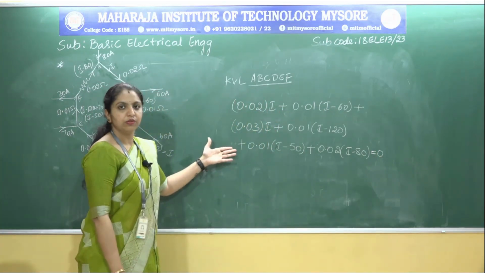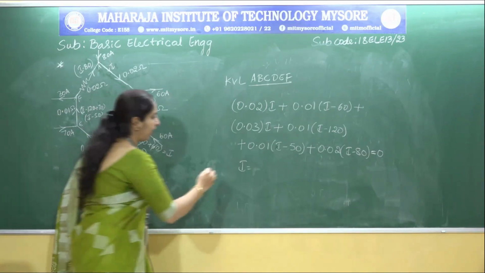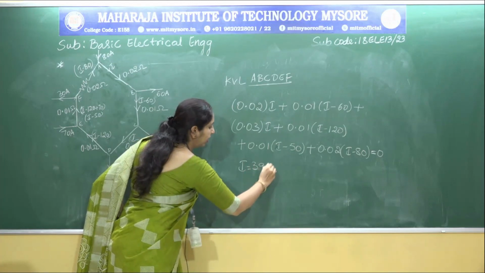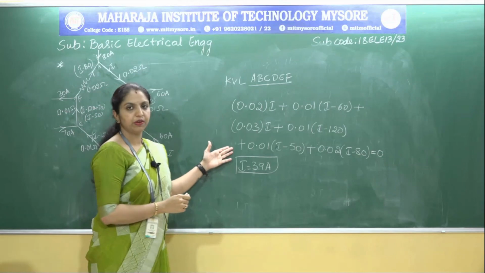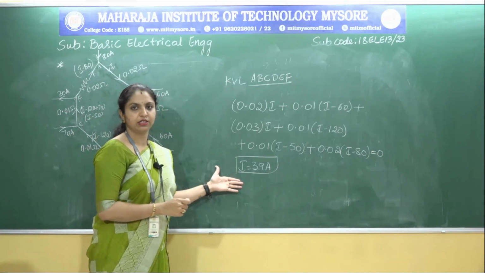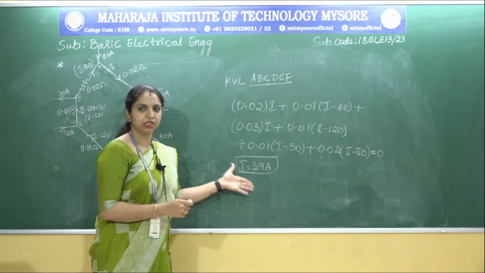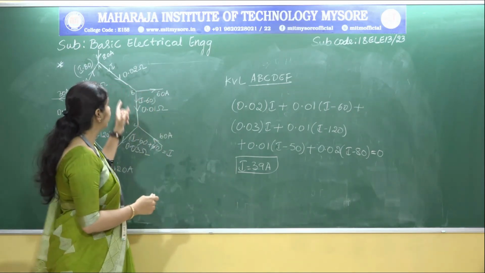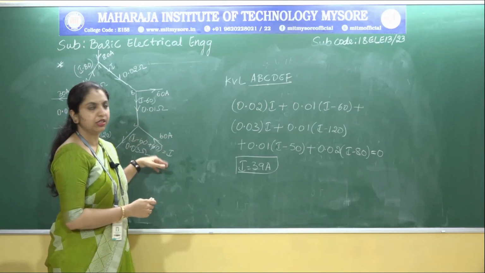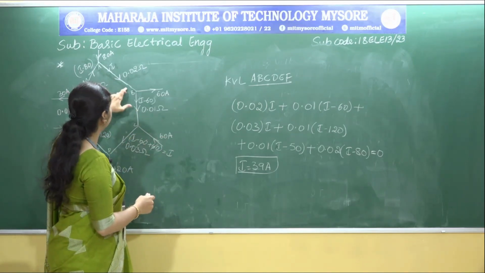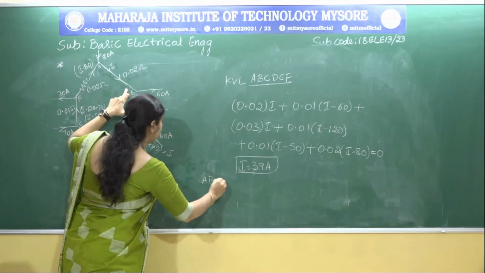Now we need to simplify this expression. Finally we get I as 39 amperes. Once we find the value of the current, which is 39 amperes, later we can find out what current passes through each resistor, through each branch.